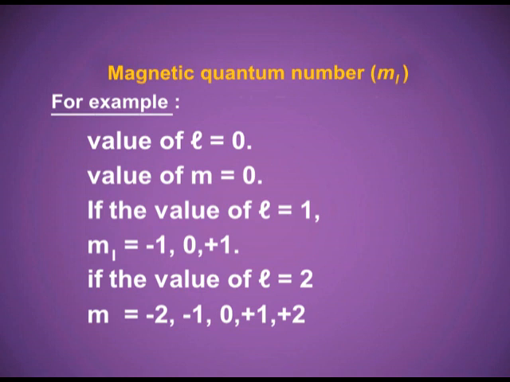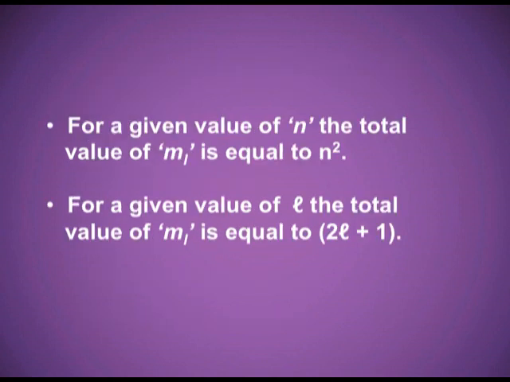If the value of small l, that is azimuthal quantum number, is 1, then magnetic quantum number will be minus 1, 0, plus 1. If the value of l is 2, the value of m will be minus 2, minus 1, 0, plus 1, plus 2. For a given value of n, the total number of values of m is equal to n square. For a given value of l, the total number of values of m is equal to 2l plus 1.